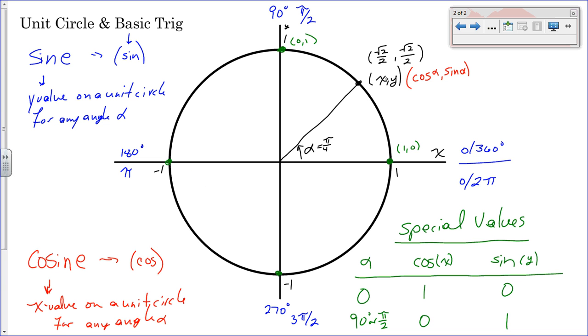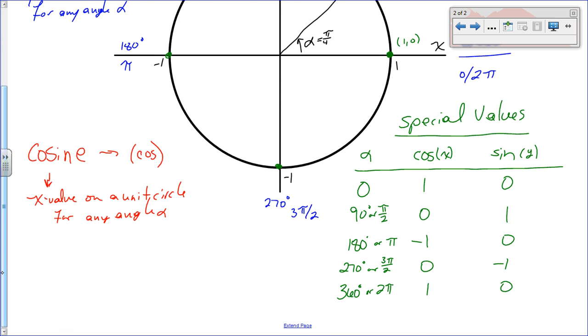You've got your xy value, which is also the cosine of that angle, comma the sine of that angle. Make sure you know that this is 0 slash 360 or 0 slash 2 pi, 90 or pi over 2, 180 or pi, 270 or 3 pi over 2. Again, remember sine is the y value, cosine is the x value. And remember these 5 special cases.